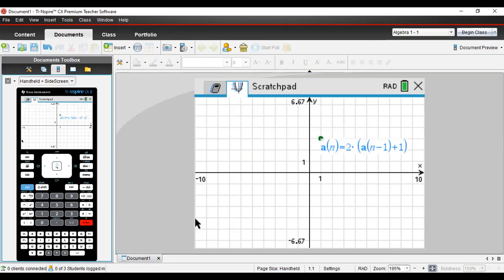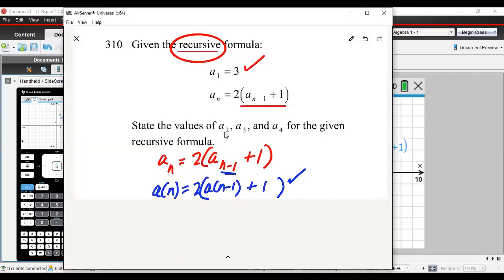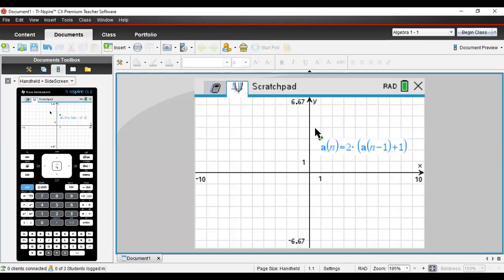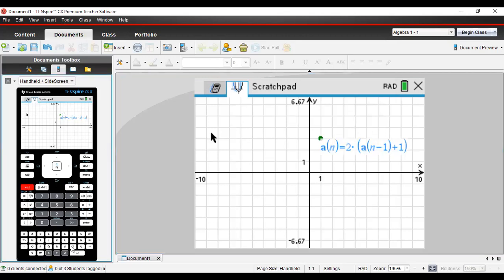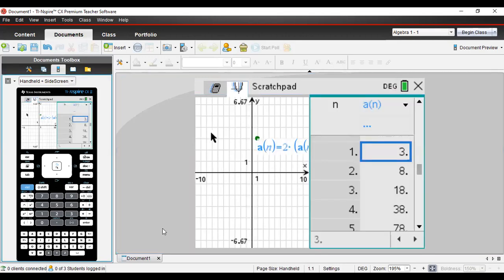And what term are we trying to solve for? Well, in this one, we need to do the second term, the third term, and the fourth term. You can use menu 51, but I think it would be easier to use the table since that gives you all of those terms at once. So the second term is going to be 8. The third term is going to be 18, and the fourth term is going to be 38. And I can even give you the fifth term. The fifth term is going to be 78.